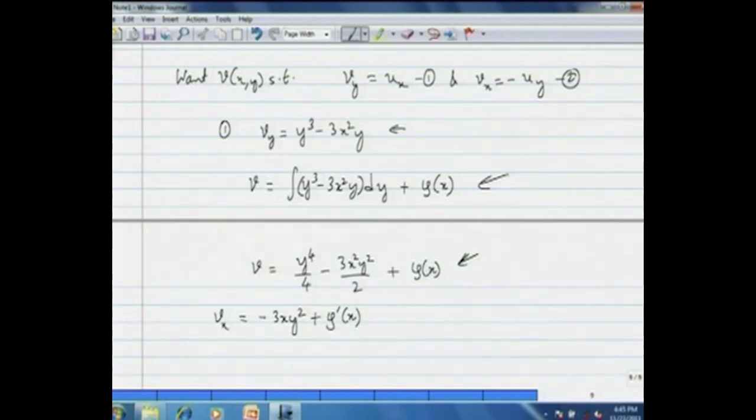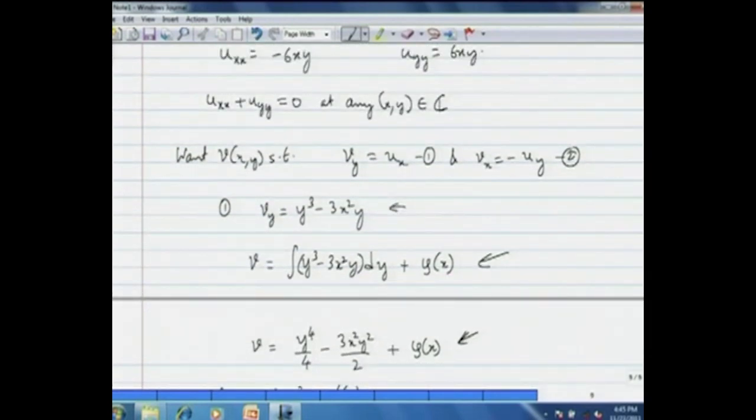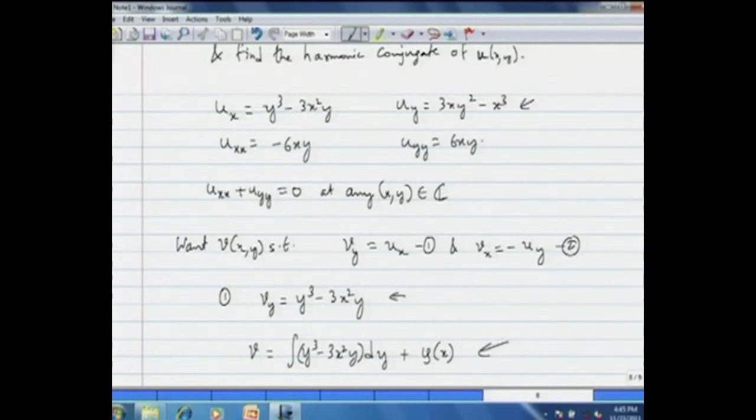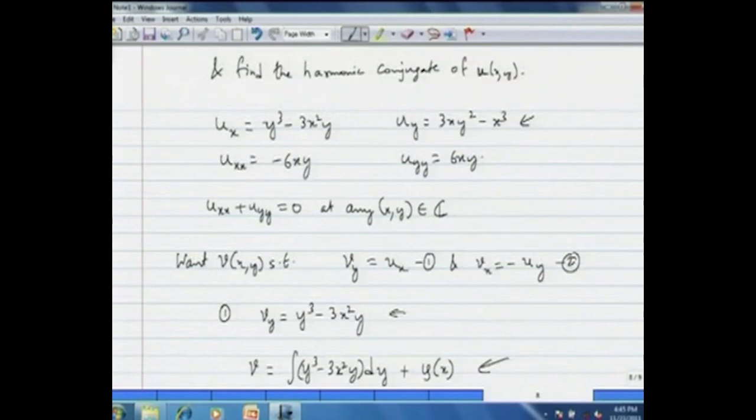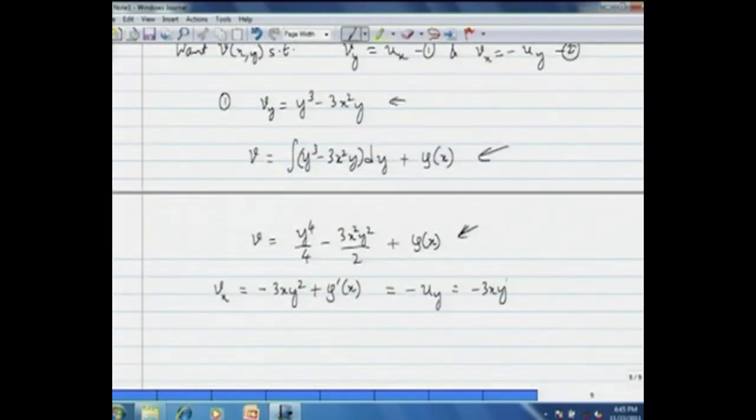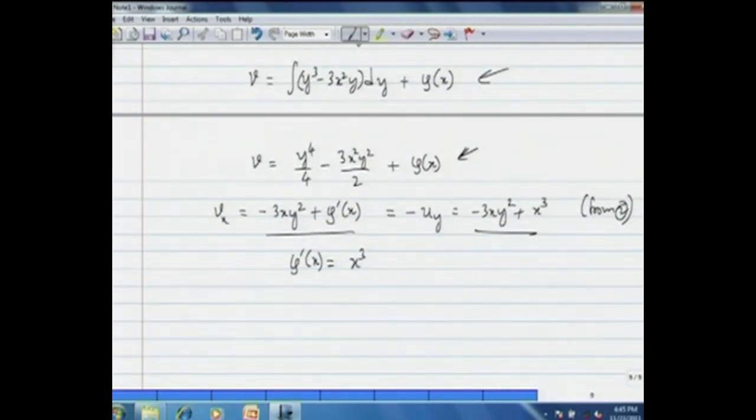But from the Cauchy-Riemann equations, or from 2, we know that this should be equal to minus u y, which we have already calculated. u y is right here. So, I am going to substitute minus u y, which will be minus 3 x y squared plus x cube, using the Cauchy-Riemann equations. Then equating these two expressions, I get phi prime of x should look like x cube. And then the candidate for phi of x is x raised to 4 by 4 plus a constant c, the constant of integration.